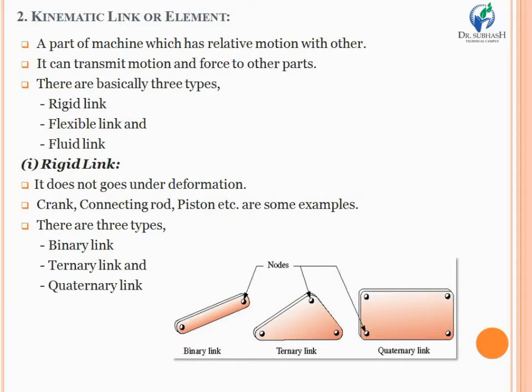If we are talking about a rigid link, then it is a link which does not undergo appreciable deformation whenever it is transmitting motion and power. So a rigid link resists external deformation. If you find any link in a mechanism that transmits motion and power and does not have any kind of deformation, of course it will be known as a rigid link. Generally the crank, connecting rod, piston, and some bearings are a few common examples of rigid links. And rigid links have 3 types: the binary link, ternary link, and quaternary link.